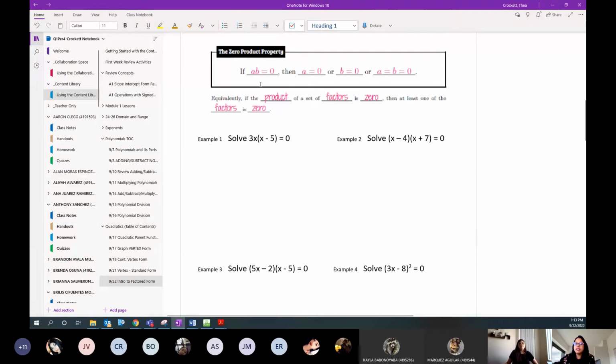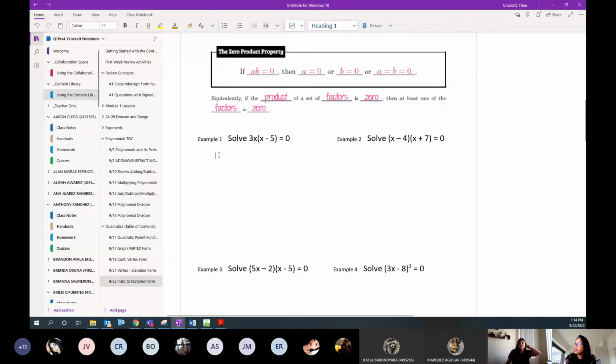The zero product property means that if A times B, as A is a factor times B is another factor, is equal to 0, then A would be 0 or B would be 0, or both of them have to be 0. So we have 4 examples here, and all of them are equal to 0. Once you see that it's equal to 0, this zero product property is going to come in.